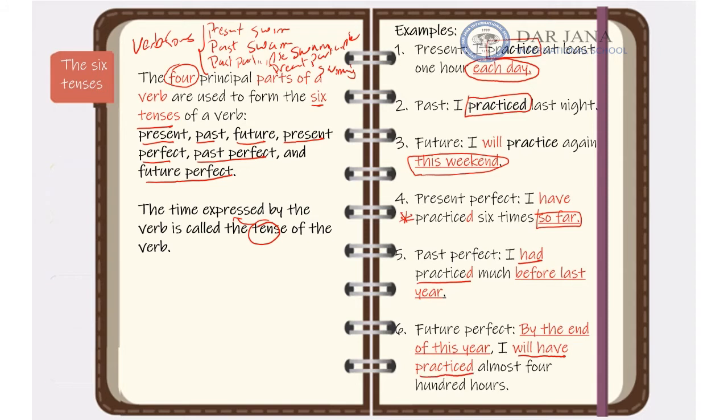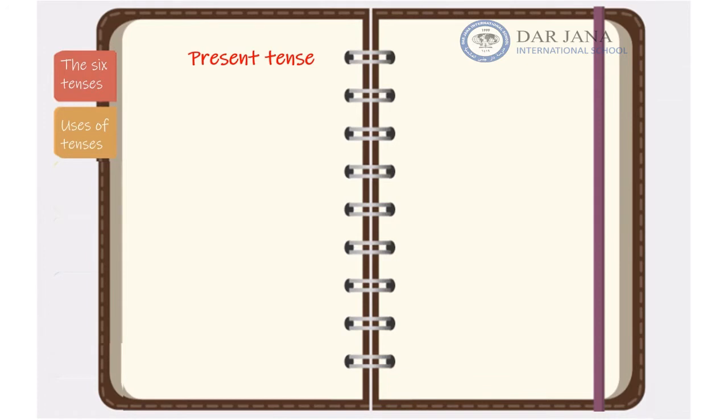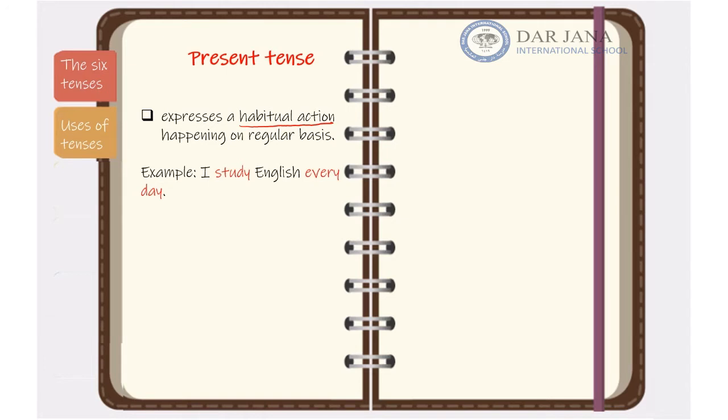All right, so let's start with the first one and describe what it is, how it's formulated, and when we use it. Let's start with the first one, which is the simple present tense. So the simple present tense has two situations. First, it expresses a habitual action happening on a regular basis. The first one is a habit, right? Something that you do every single day throughout your whole life or for the major part of your life. Example, I study English every day.